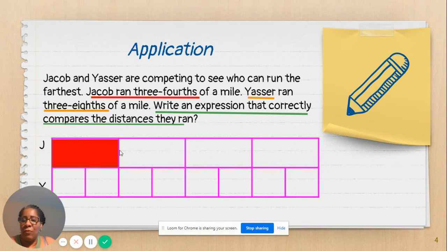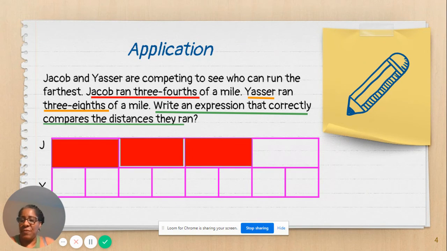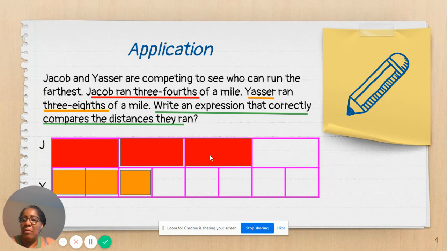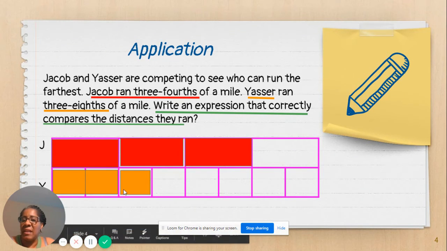So that's 1/4 for Jacob, another 1/4 for Jacob, 2/4, and 3/4. Okay, so Jacob ran 3/4 of a mile. Yasser, on the other hand, Yasser's pieces are smaller. Again, remember what I said earlier: the bigger the denominator, the smaller the fraction pieces. Yasser ran 3/8 of a mile. 1/8, 2/8, 3/8. Now, looking at the picture here, we can clearly see that Jacob ran further than Yasser.